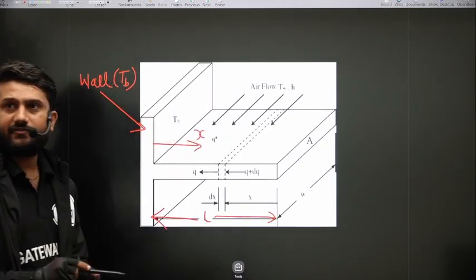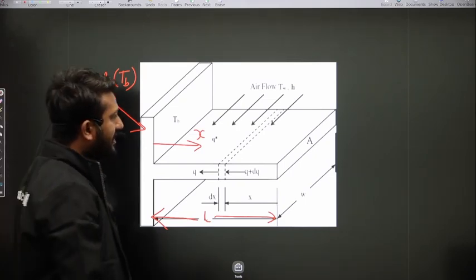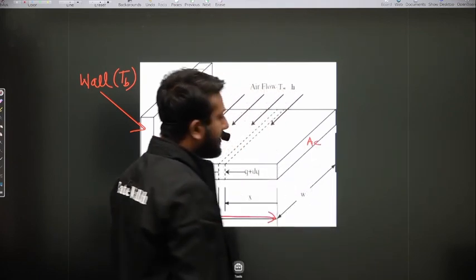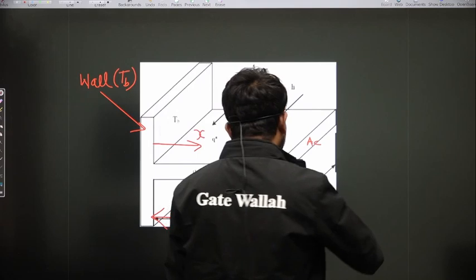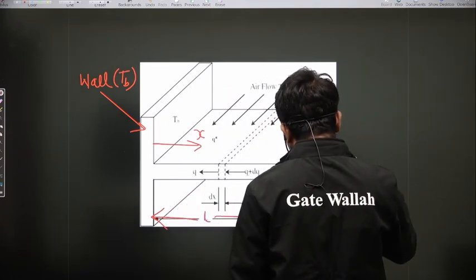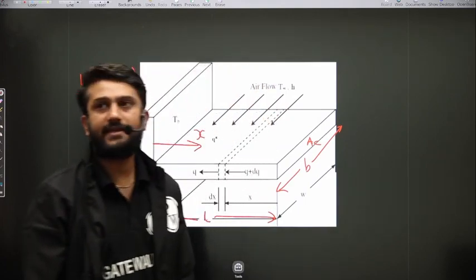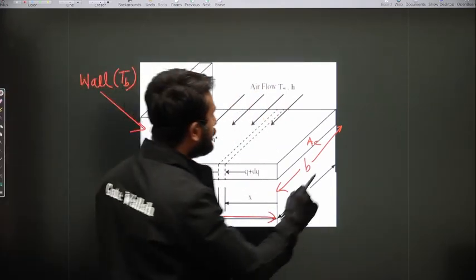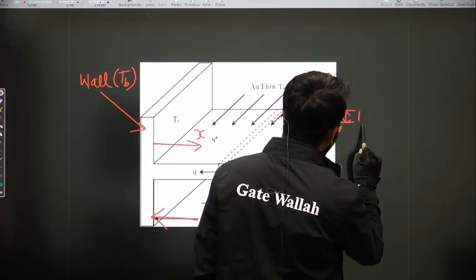Length of the fin is L. The cross-sectional area is AC. And this is the width, B. B is the width of the fin. And let us assume that the thickness of the fin is T.